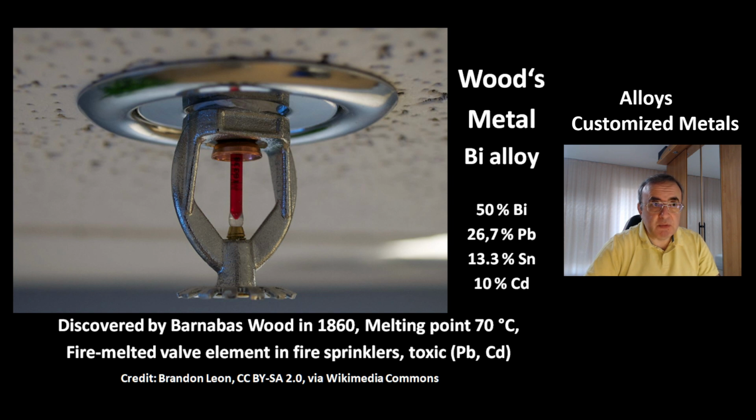Wood's metal is a bismuth alloy with lead, tin, and cadmium. It was discovered by Barnabas Wood in 1860. It has a very low melting point of just 70 degrees Celsius. And that's why you can use it as a fire-melted valve element in fire sprinklers. Since it contains lead and cadmium, it is toxic.